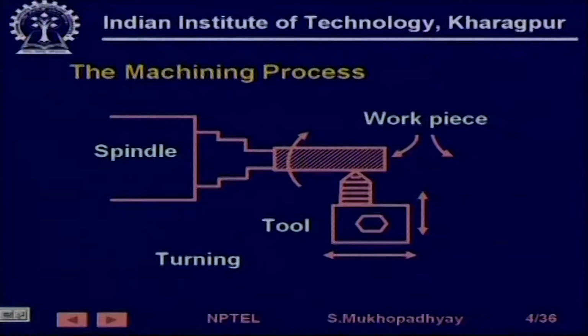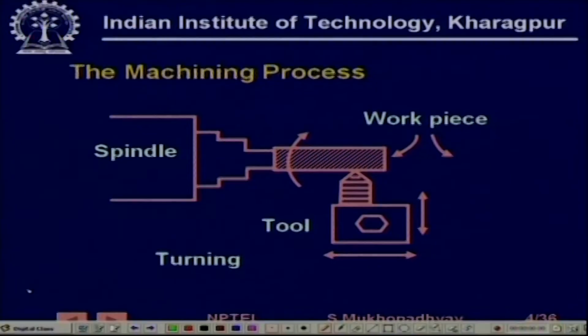So, essentially you have to produce relative motion of the job and the tool. There are various kinds of machining processes. The most common is turning, which we see in the lathe machine. In the lathe machine, this is the workpiece which is held in a holding mechanism, typically known as the chuck.